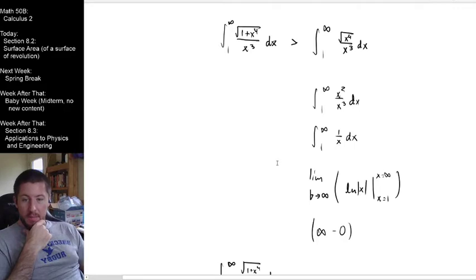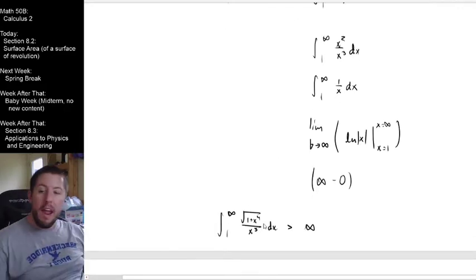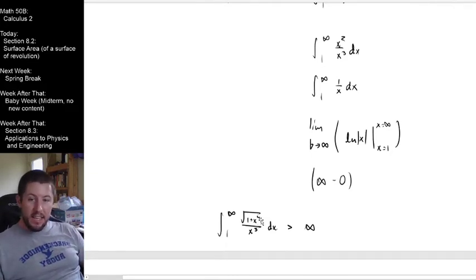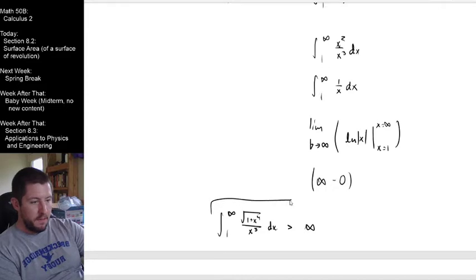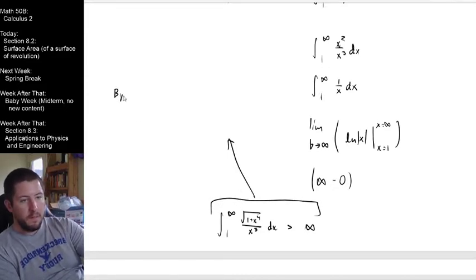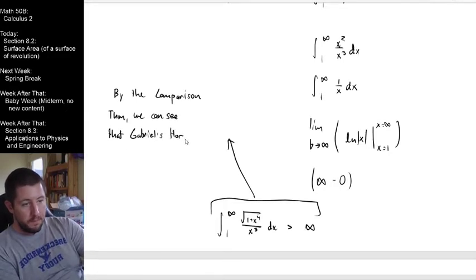And what we saw by the comparison theorem is that our integral was above that. It must have even more area than 1 over x had underneath it. And 1 over x had infinite area underneath it. Therefore, by the comparison theorem, we can conclude, I'm gonna write a little bit out of order right here. By the comparison theorem, we see that Gabriel's horn has infinite surface area. But finite volume.